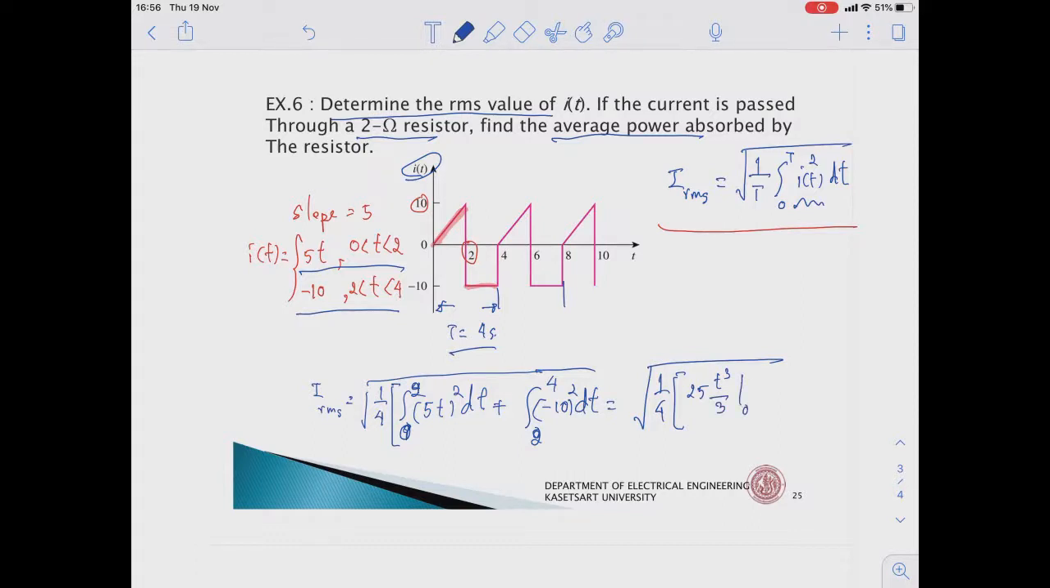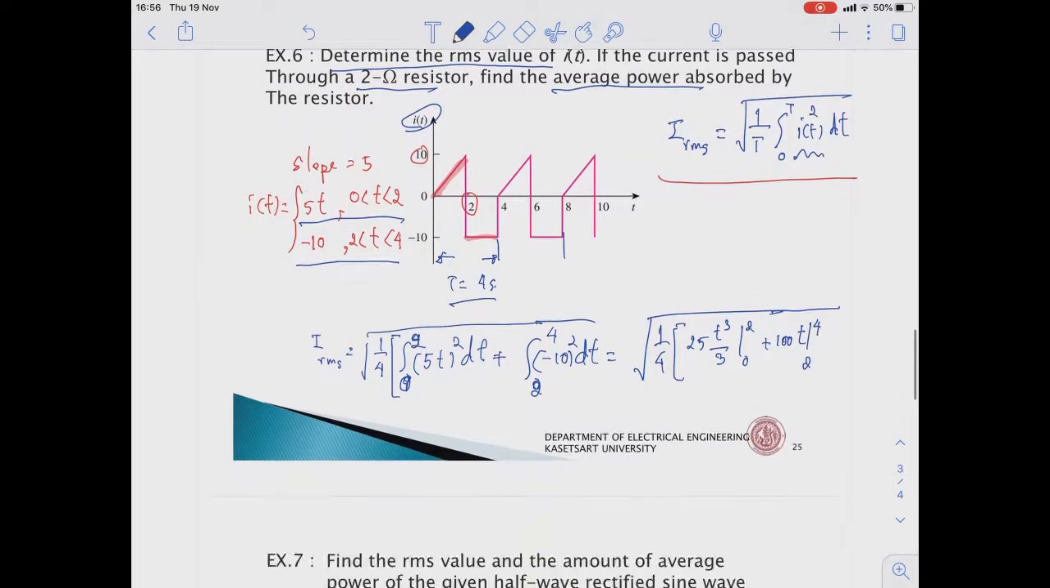from 0 to 2, minus 10, so plus 100 t from 2 to 4. So this one which is equal to 8.165 amp, and this one is RMS.